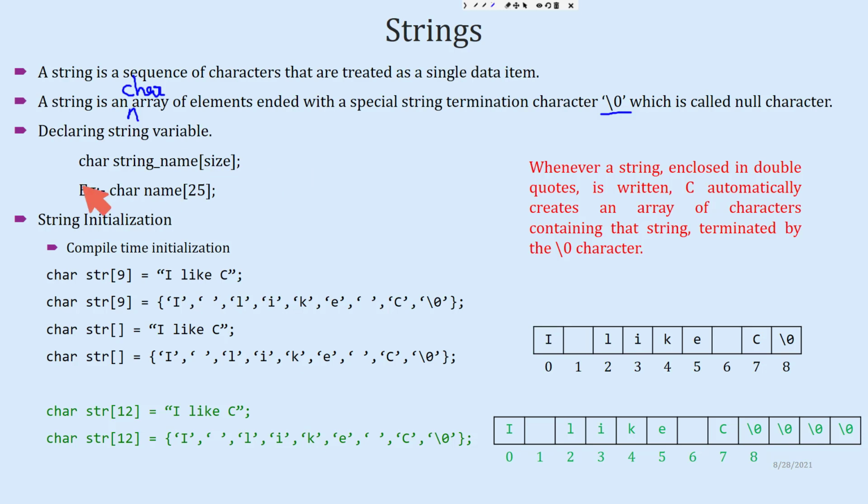The only thing we have to understand is that a string is a character array, and the last cell, or the end of the string, contains a special termination character called \0, which denotes the end of the string. It is also called the null character. String termination character means it denotes the end of the string.